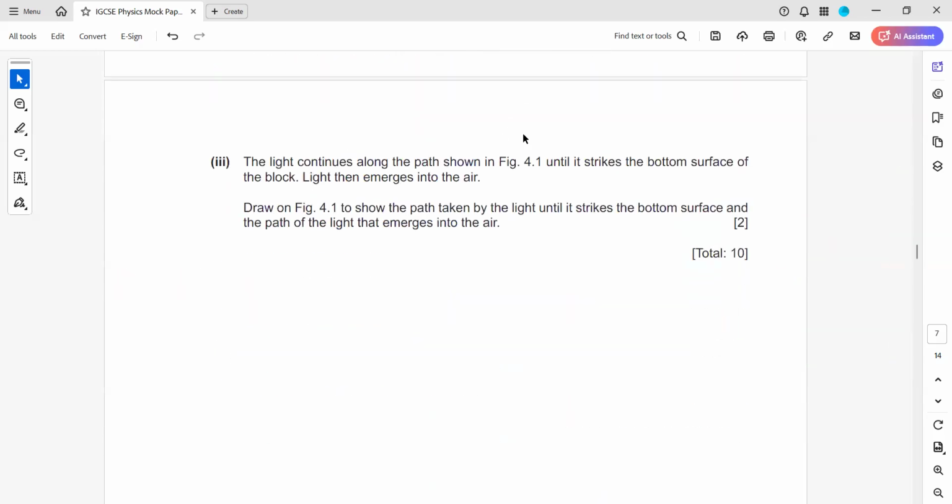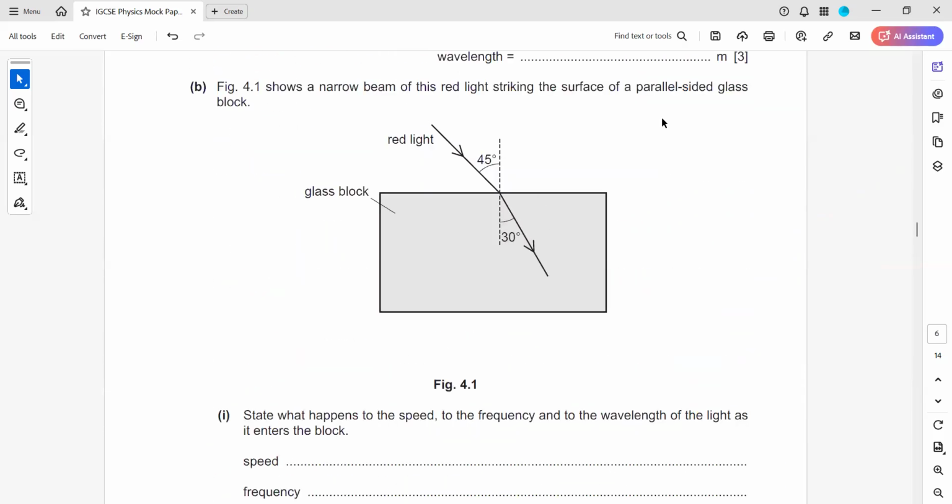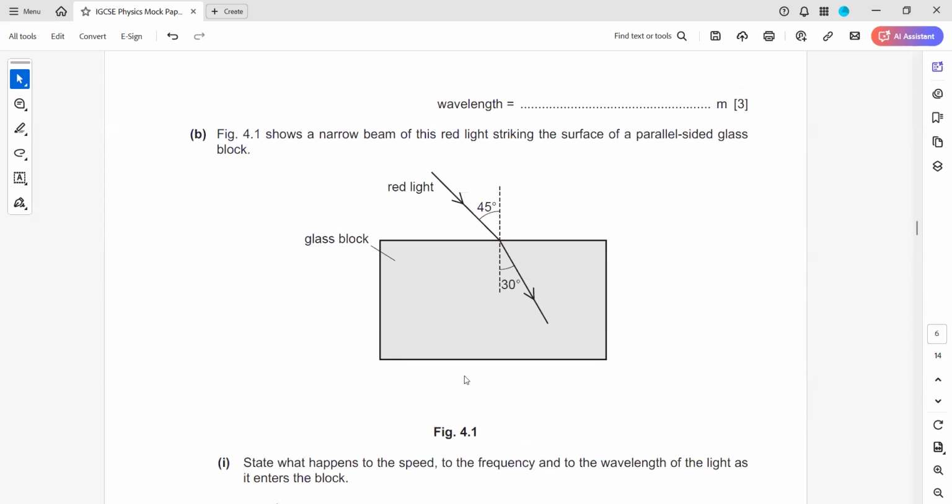A light continues along the path in figure 4.1 until it strikes the bottom surface. The light then emerges into the air. Draw on the figure the path taken by the light until it strikes the bottom surface and the path of the light that emerges into the air. So what they mention here is that we have to just complete the path.